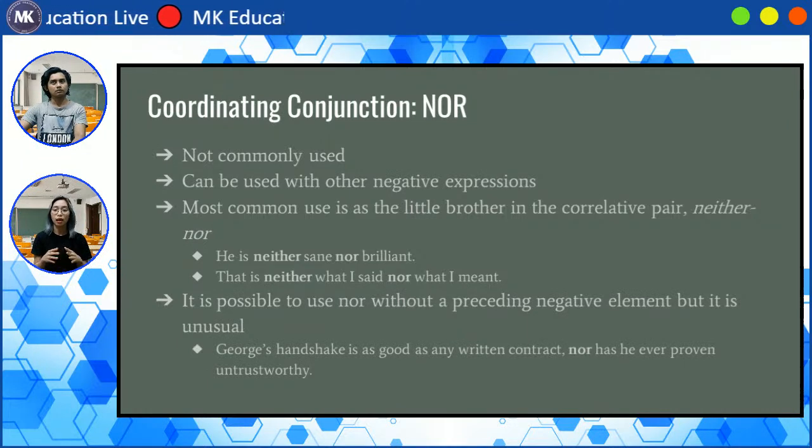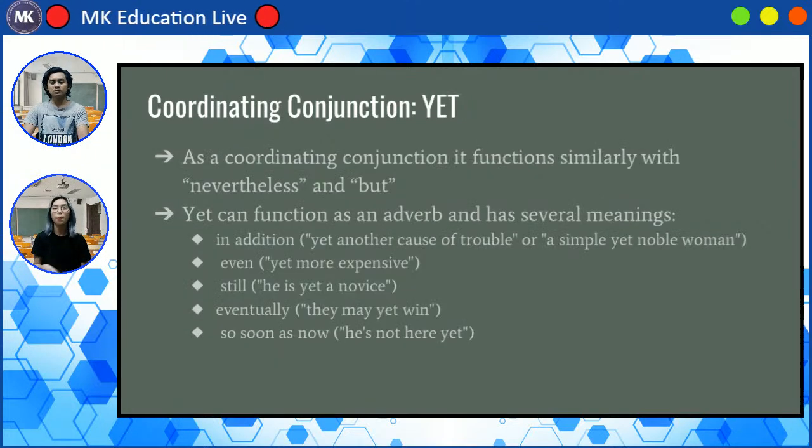That means that both of the statements are incorrect. So that is not what I said, or that is not what I meant. And the third, the other use: it is possible to use "nor" without a preceding negative element, but sometimes it is unusual. Let's take an example. George's handshake is as good as any written contract, nor has he ever proven untrustworthy. So we can actually use it without "neither", but sometimes it's unusual and awkward, and sometimes the sentence can be a bit stuffy.